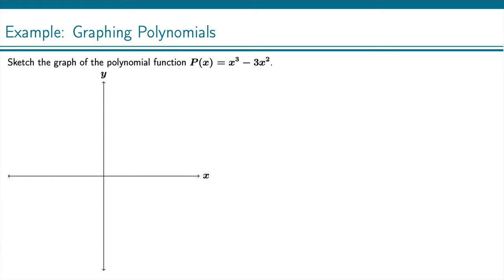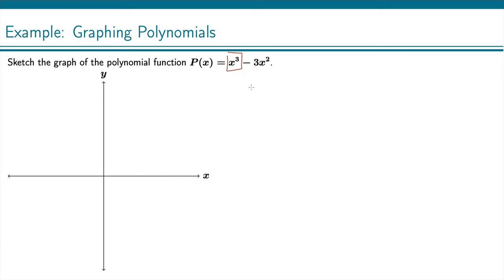Sketch the graph of the polynomial function p of x equals x cubed minus 3x squared. The first thing we do is look at our leading term, which is right here, and we use the leading coefficient and the degree to determine our end behavior.